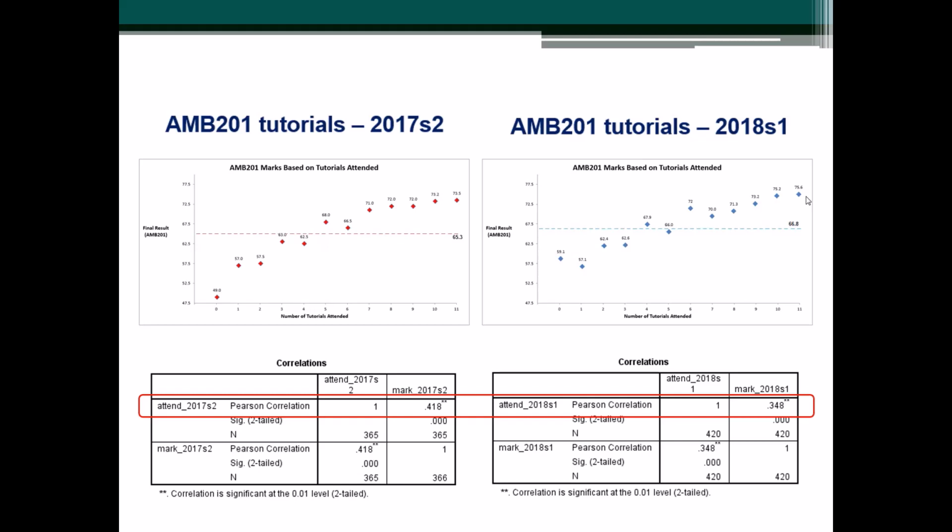Once we start to provide that online, and online in a really flexible and effective way where students can take advantage of it, we start to see that relationship fall away a little bit. It's still there, it's still fairly moderately strong, but it has fallen away a little bit. So that's really showing that there is value in that online provision of material, and goes back to the whole rationale behind AMB 201, where we look to provide that flexibility of learning.